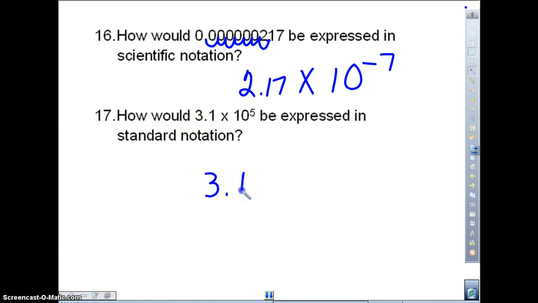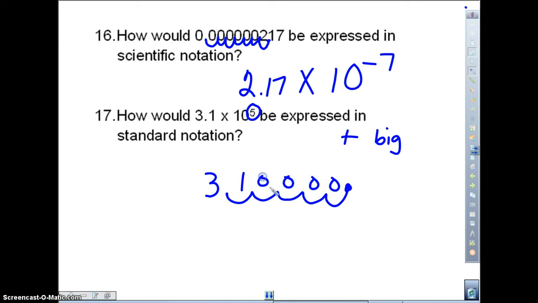3.1 times 10 to the 5th. Is your exponent positive or negative? It's positive. Is this a big or small number? I'm going to move the decimal point 5 places which way to make this a big number? Yeah, to the right. 1, 2, 3, 4, 5. Drop yourself in some zeros, and your number is 310, comma, 0, 0, 0. Okay? Moving on.